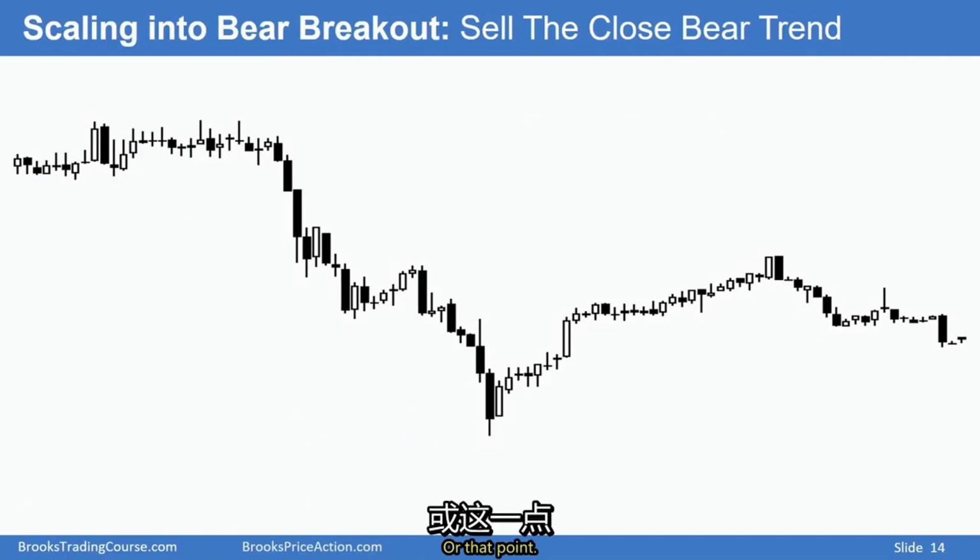Here we have a very strong bear trend. It's a sell to close bear trend. Well, at this point or that point, it's a sell to close bear trend. Traders are selling. They'll sell that close, this close, this close. They'll sell the bull close. They'll sell that close, this close, this close.